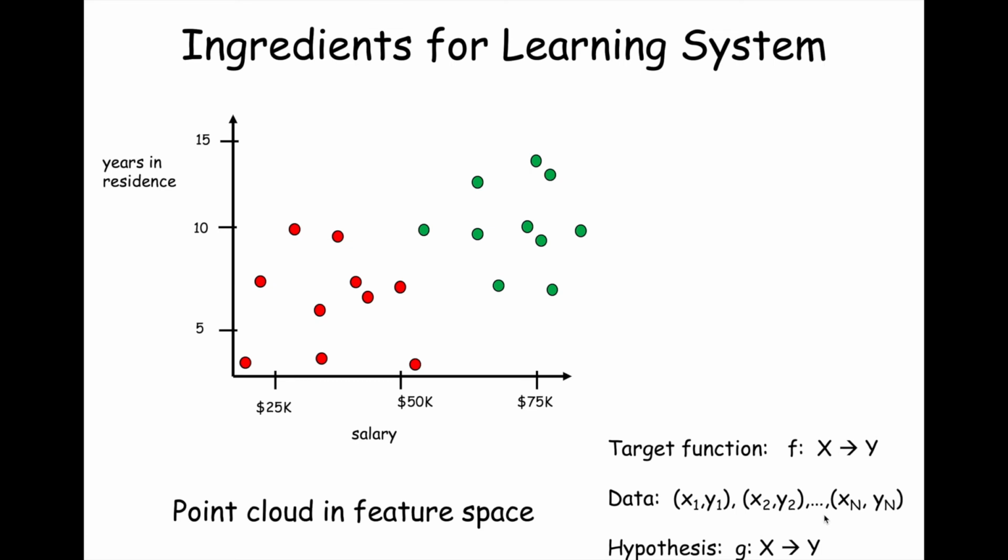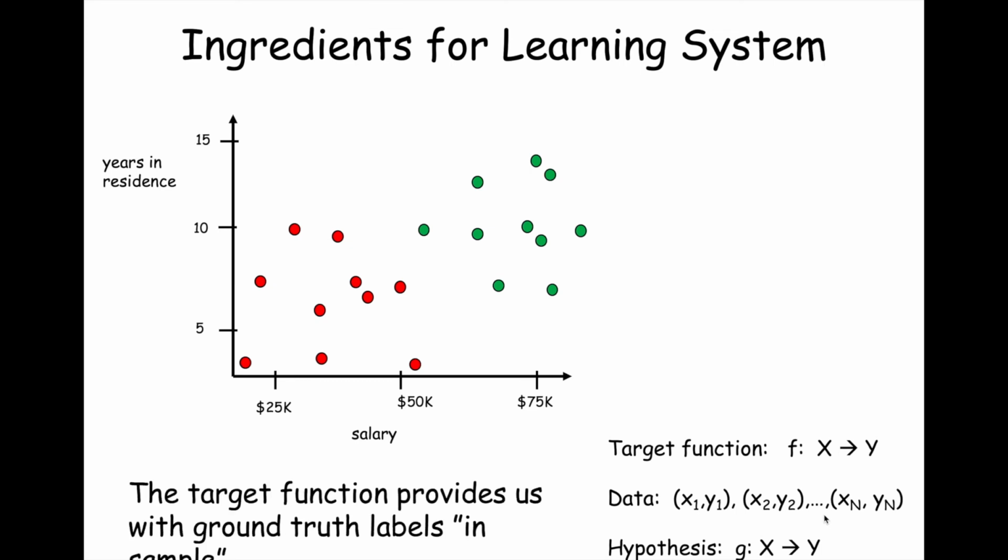labels assigned by this target function, which is unknown, but it's out there. Okay? All right, so the target function provides us with the ground truth labels. Red means denied or -1. Green means approved or +1. And you don't have access to the target function. If you know what the target function is, implement it. That's not learning. In learning, you're trying to get the system to find a good description for what is unknown.